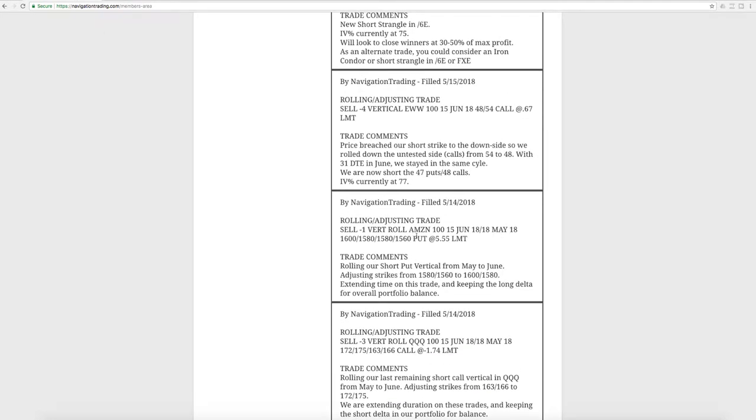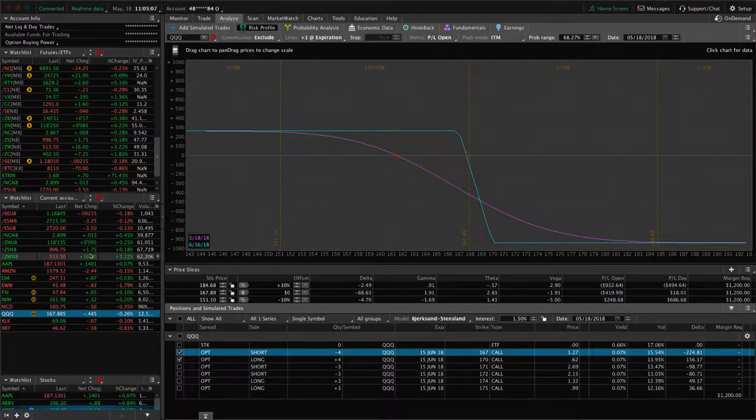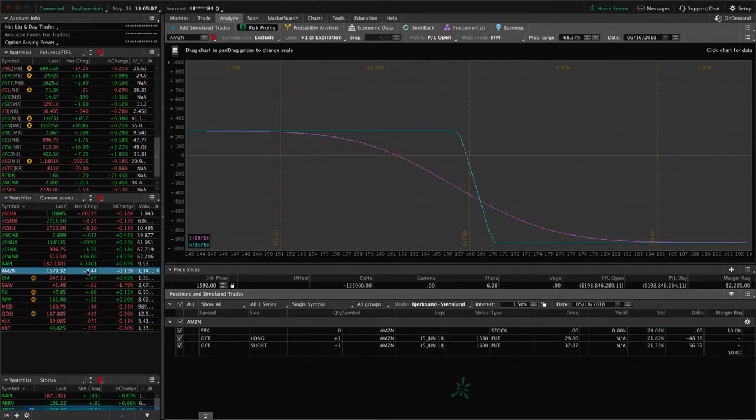Next trade was a rolling adjusting trade in Amazon. So this is a short put vertical that we put on post-earnings. We just put it on with a really short expiration with just one day to expire initially. Ended up rolling that out to May, and then now on this alert, we rolled from May to June. And this gives us a long delta trade, so it helps balance our portfolio. We like to have some long delta, some short delta, some market neutral trades. And so we wanted to keep this trade alive and continue to see if we can get some upside.